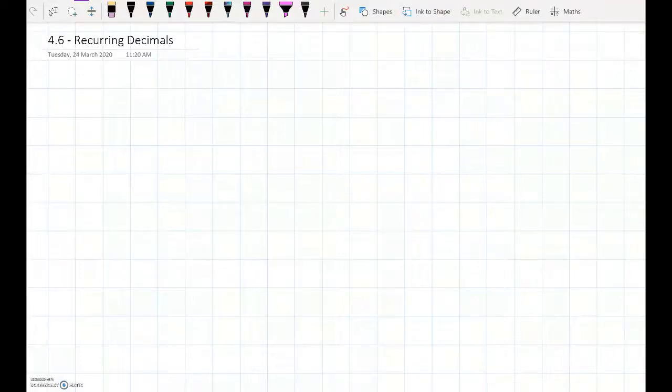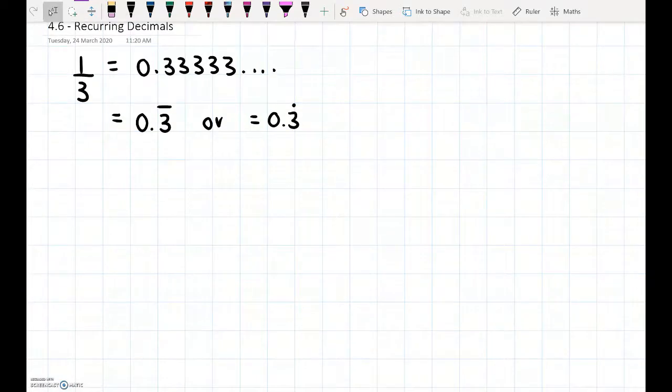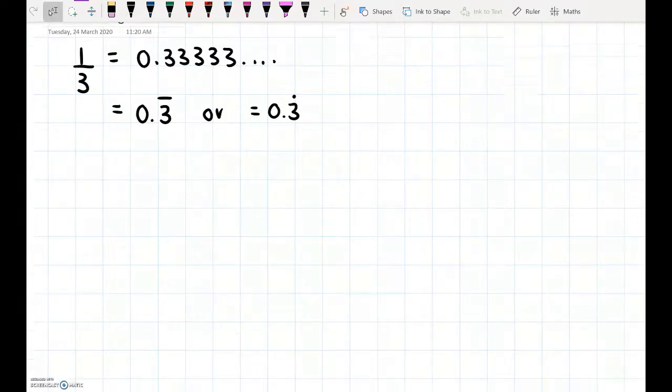Okay guys, what we're going to look at today are what we call recurring decimals, and most of you would have seen this before. Recurring decimals are, for example, when we write 1/3 as a decimal, and we know that's the same as 0.33333, and these threes go on forever. Okay, now we show this by writing it either as 0.3 with a bar above it, or as 0.3 with a dot above it. This is the way that we show this.